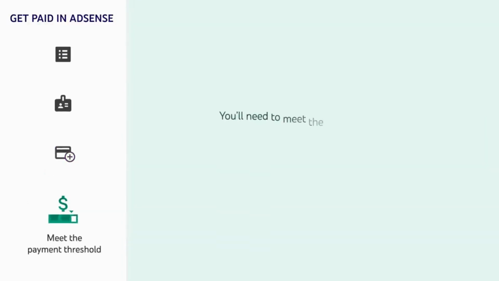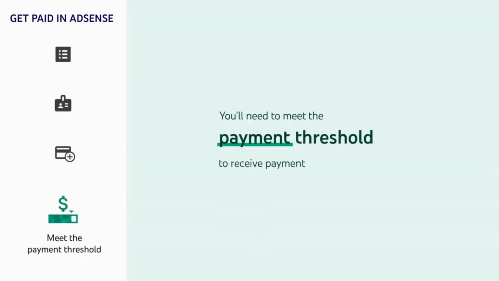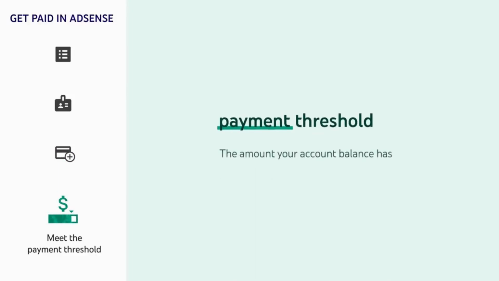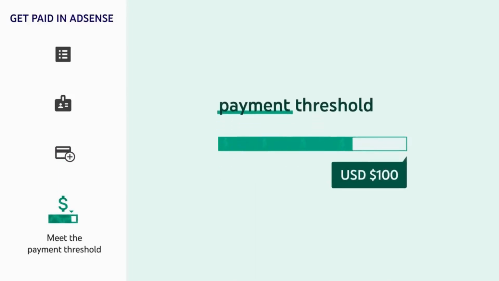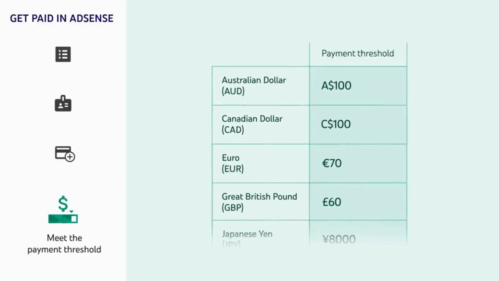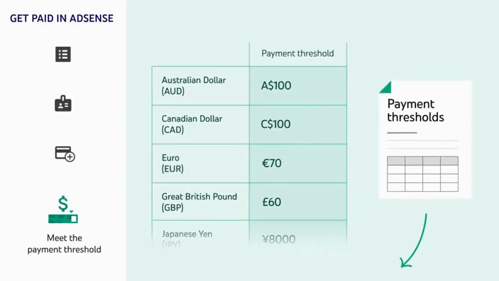And finally, you'll need to meet the payment threshold to receive payment. The payment threshold is the amount your account balance has to reach before you can get paid. This is $100 for people in the US, but the amounts vary depending on your location and currency. To see what your payment threshold is, check out the Help Center article linked in the description.